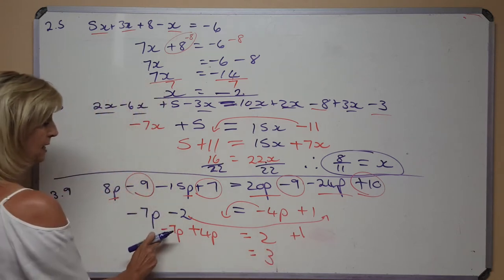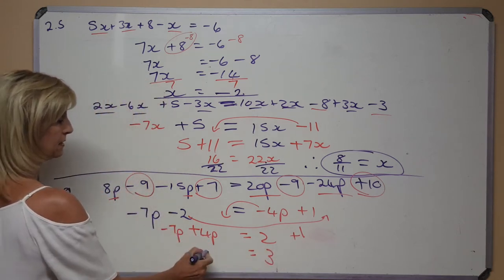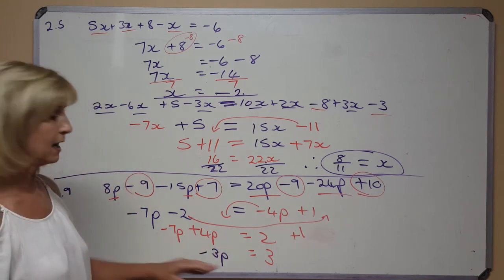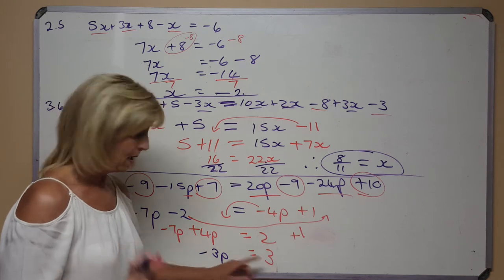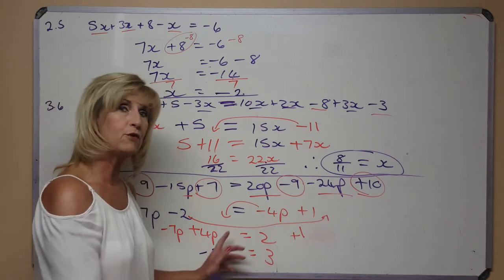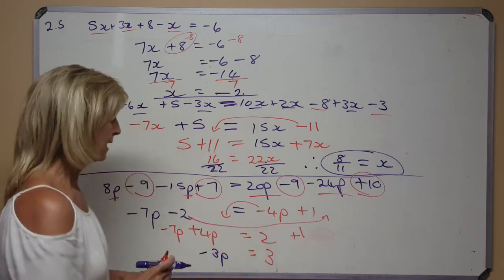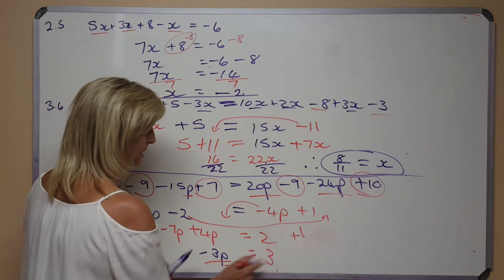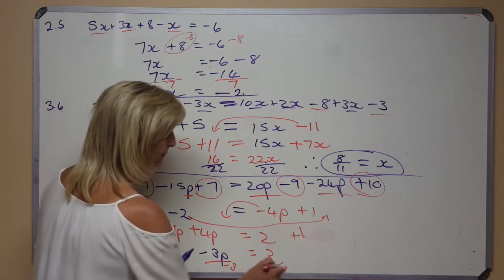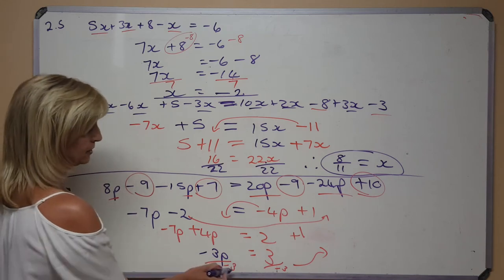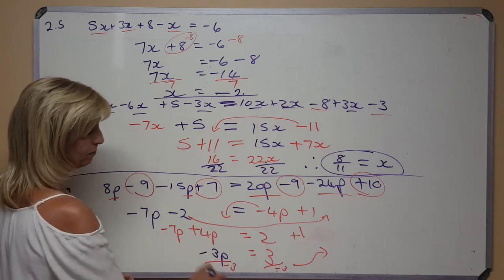En hierdie antwoord is min 7 en plus 4 is minus 3p. Somewhere in your sum you're going to have this answer, or plus 3p equals minus 3 if you put it to the other side. Dan gaan jy vir p alleen kry, deur te sê minus, gedeel deur minus 3, en divide by negative 3, and I did leave too little space, so it's going to be plus 1p.